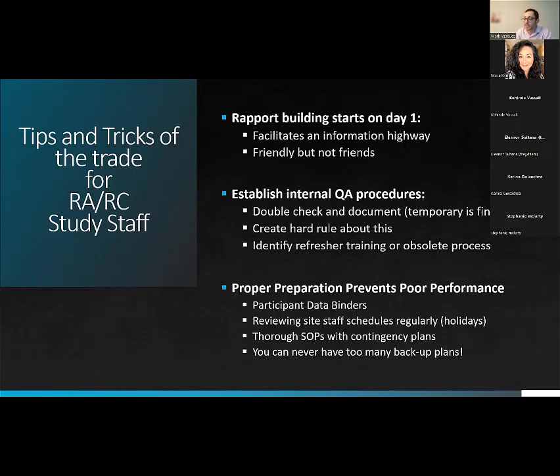When creating SOPs, really go through and see what kind of contingency plans you can come up with. Keep in mind different staff scheduling. So just be prepared and do as much anticipatory action and thinking as you can.